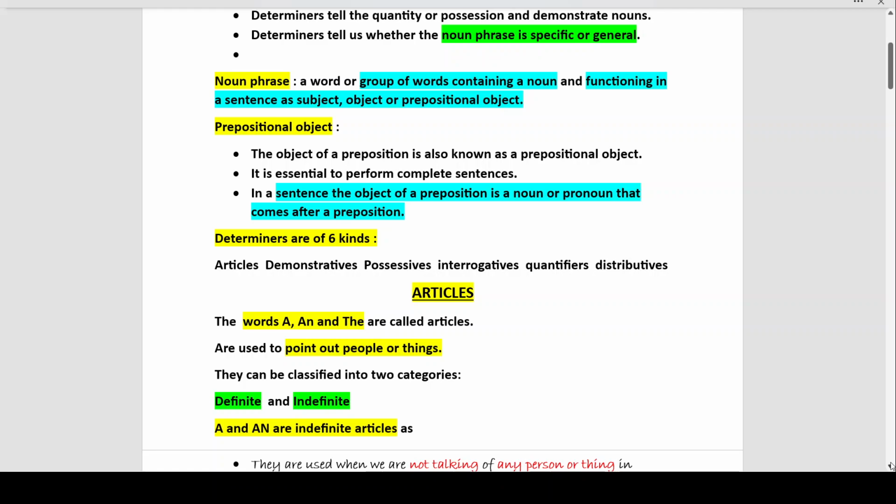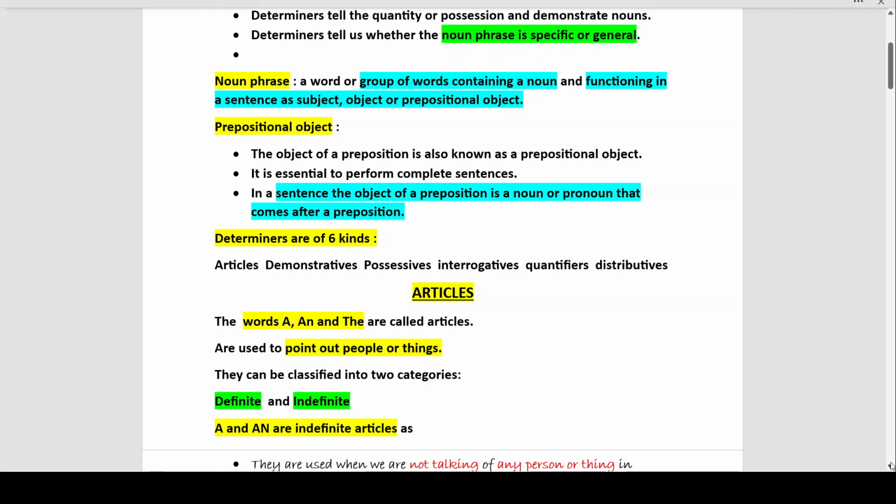What are complete sentences? Meaningful sentences. Now, in a sentence, the object of a preposition is a noun or a pronoun that will come after a preposition. So, this is what is understood by a prepositional object, which is used in a noun phrase, which is required when we study about determiners, because determiners will tell us whether the noun phrase is specific or general.